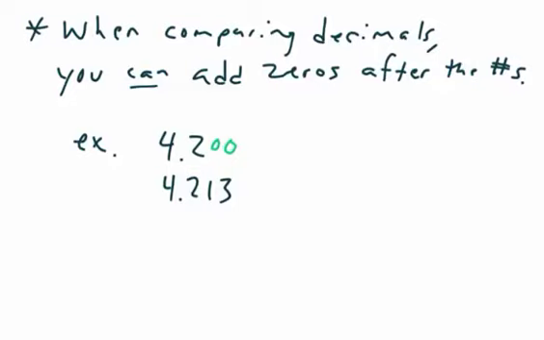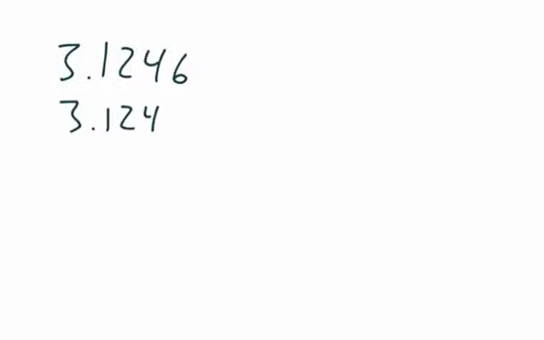And that's really the last of the notes. Say we had a different example, 3.1246 and 3.124. The larger one is the one that's on top. And if you're not sure, you could put a 0 below the 6, and the 0 is less than the 6, so the top one has to be bigger. Does that help?